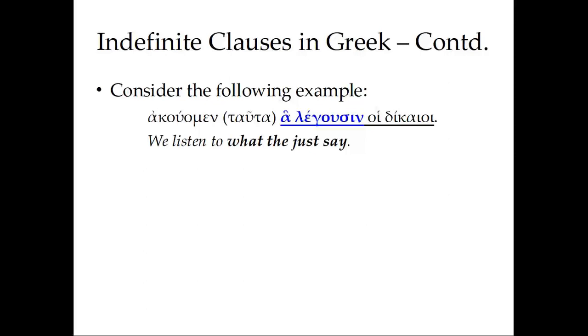Now, we can take this relative clause and turn it into an indefinite clause by doing two things. First of all, adding the particle an, and then taking that verb in the indicative, legousin, and turning it into the subjunctive, legosin. So akouomen tauta ha an legosin hoi dikaioi changes this from "we listen to what the just say" to "we listen to whatever the just say." The just.